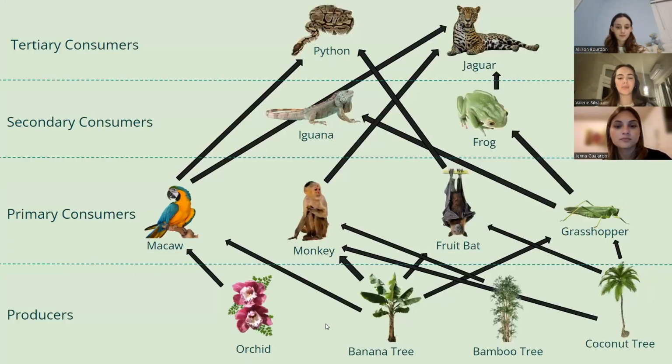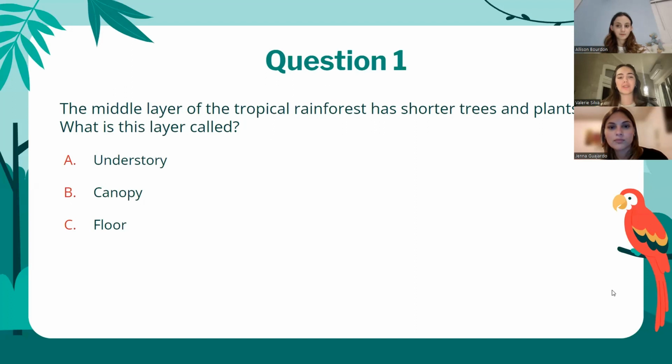Okay, so this is an example of the food chain. We have the producers on the bottom, which, for example, are plants such as the orchid, the banana tree, bamboo tree, and coconut tree. Then it goes up to primary consumers, which consume the energy from the plants, which, for example, are macaws, monkeys, fruit bats, or grasshoppers. Going up again, we have secondary consumers, for example iguanas and frogs, that consume their energy from the primary consumers. And lastly, we have the tertiary consumers, for example pythons and jaguars, that consume their energy from the secondary.